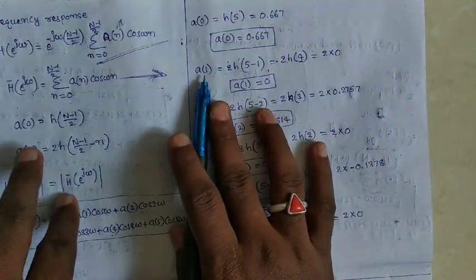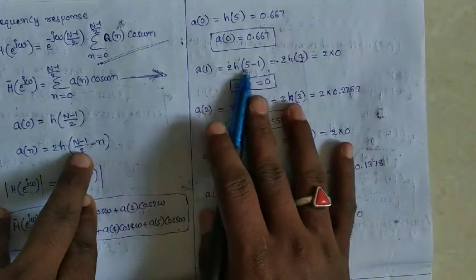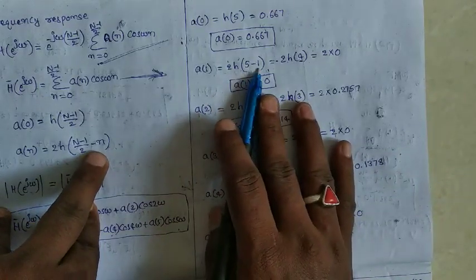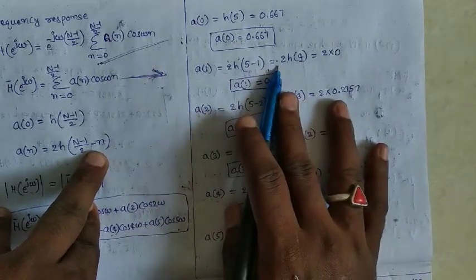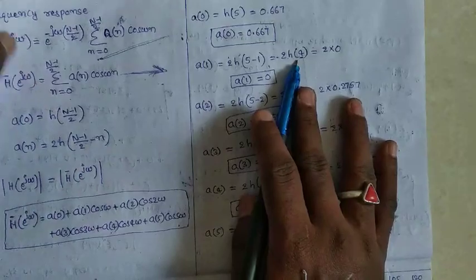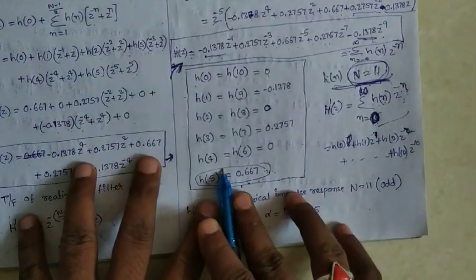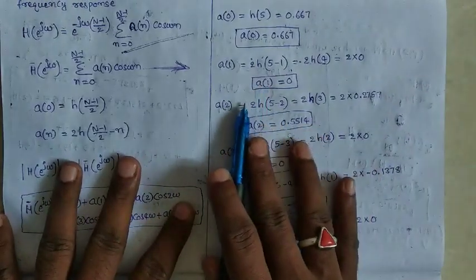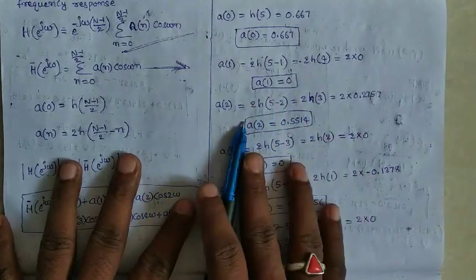Similarly, n is equal to 1. By using n is equal to 1, a(1) is equal to what? 2 into h(5 minus 1), where (N minus 1)/2 is 5. Here h(5 minus 1) is 2 into h(4). h(4) value is what? Already we have determined h(4). h(4) value is 0. Substituting the h(4) value, a(1) is equal to 2 into 0. a(1) is equal to 0.